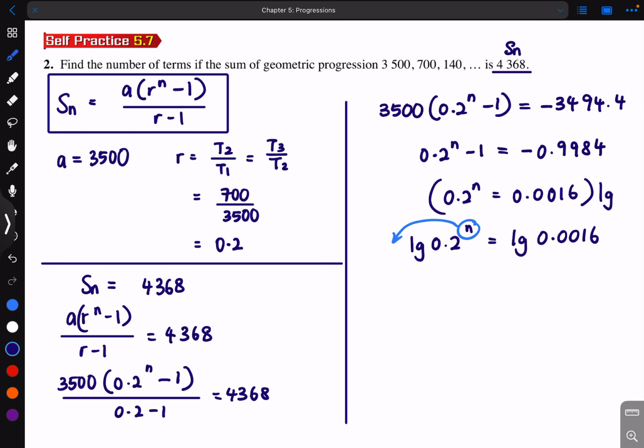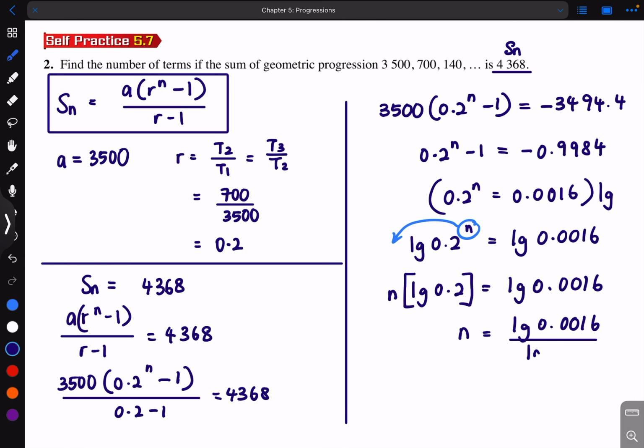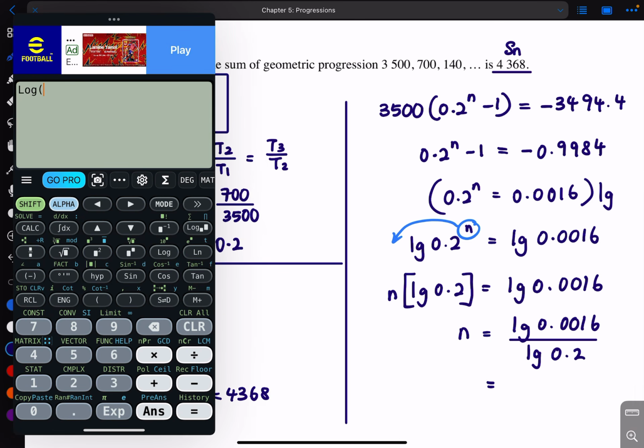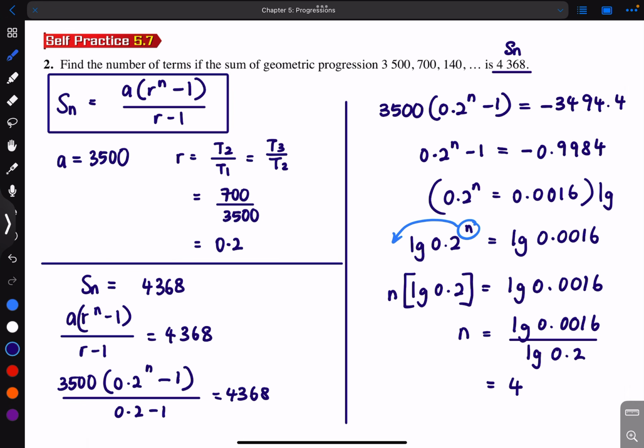Okay, so we have n log 0.2, and then this log 0.2 we bring here becomes divide. So we can say n is log 0.0016 divided by log 0.2. We get 4. So sum of the first 4 terms will give us 4368. That's it.